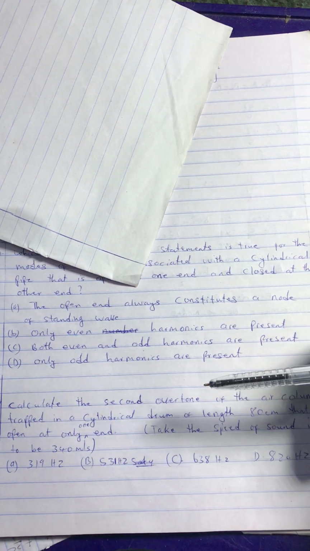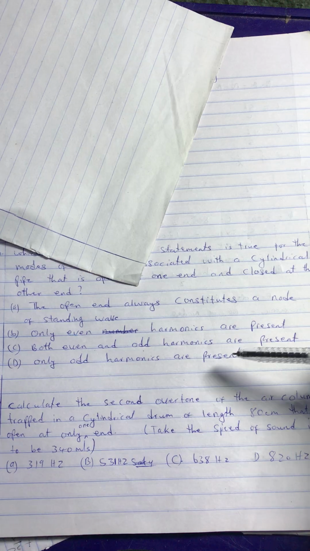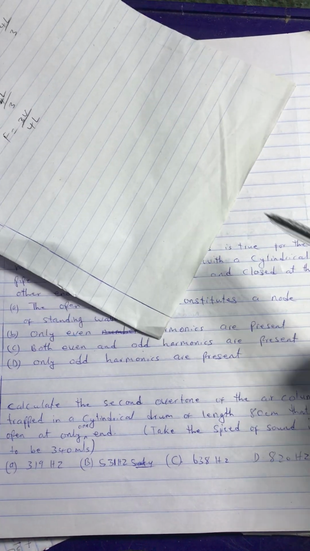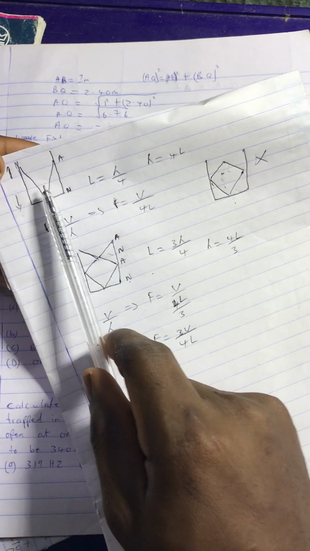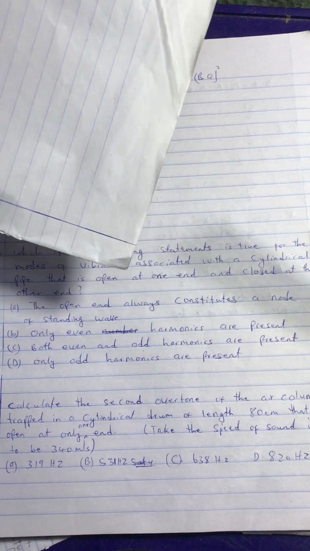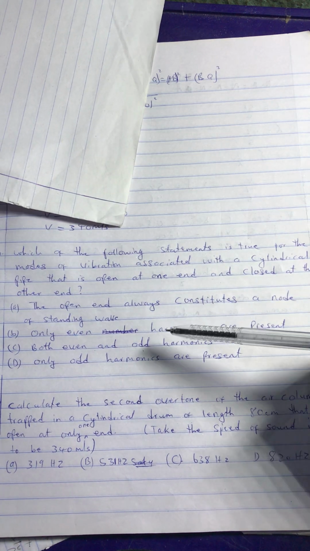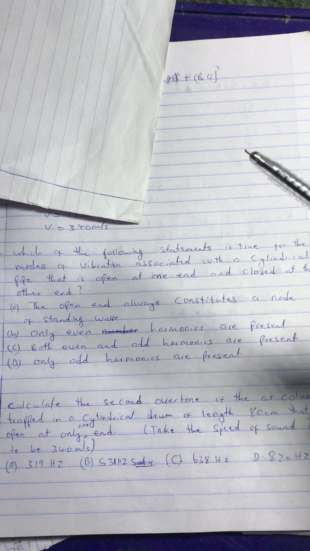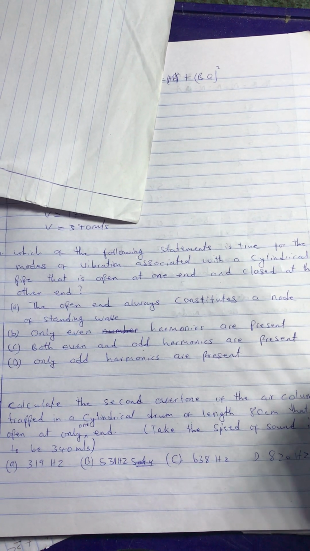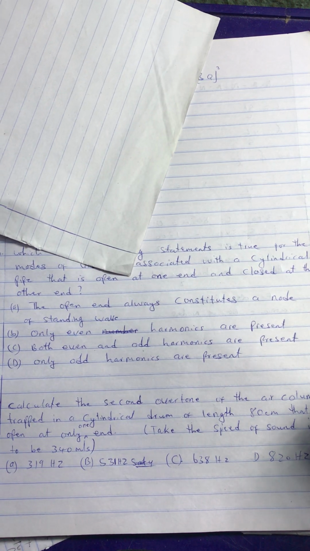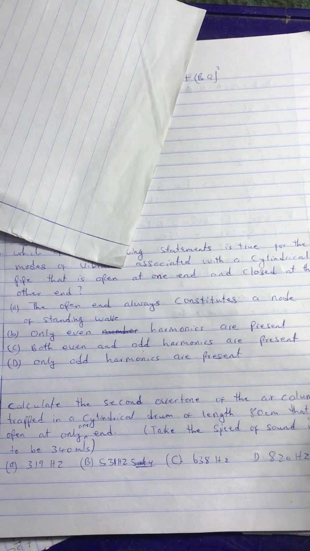Then D says only odd harmonics are present, which is correct. This is the first and this is the third. We cannot have second, fourth, or sixth. So the answer to this question is D: only odd harmonics are present. This is the kind of question you're going to see in your various exams. Expect this kind of question and try to know what a closed pipe is, as I've already explained.